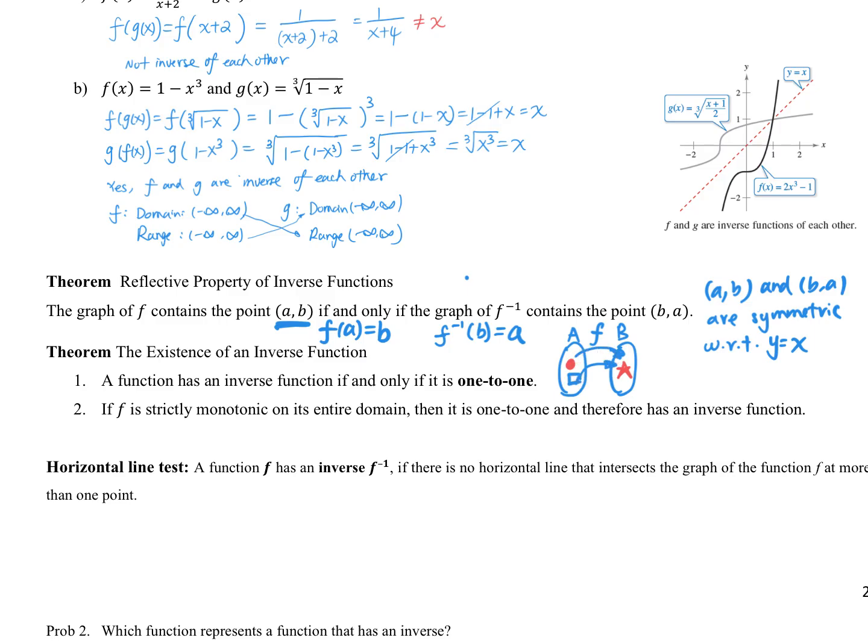Now take a look at the other direction. If you look at the backwards direction, star is mapped back to the square, and star is also mapped back to the red dot. Well, this would not be considered a function, because to be a function, every single element can only be mapped to exactly one element on the other set, right?